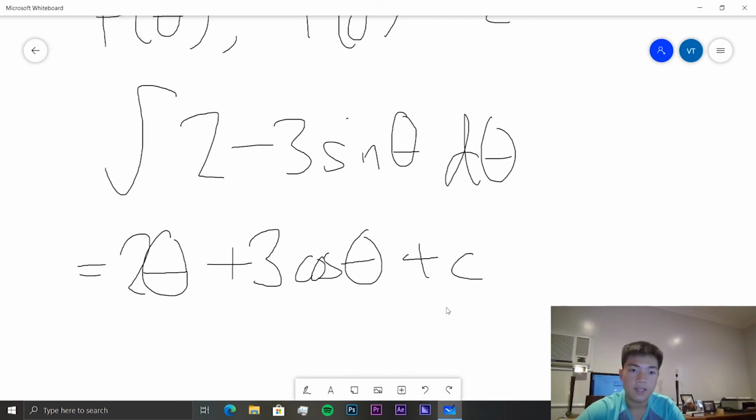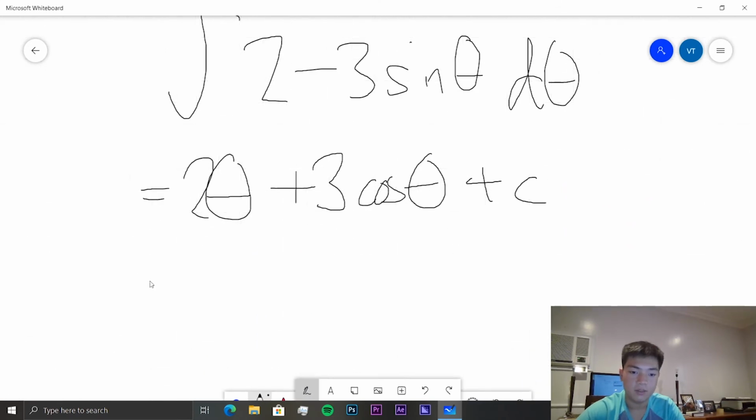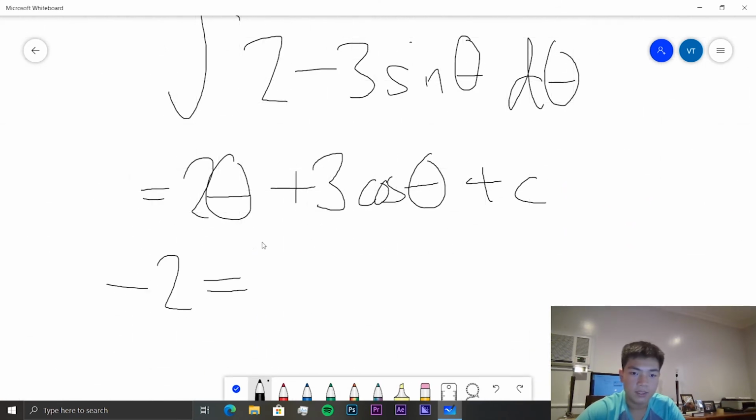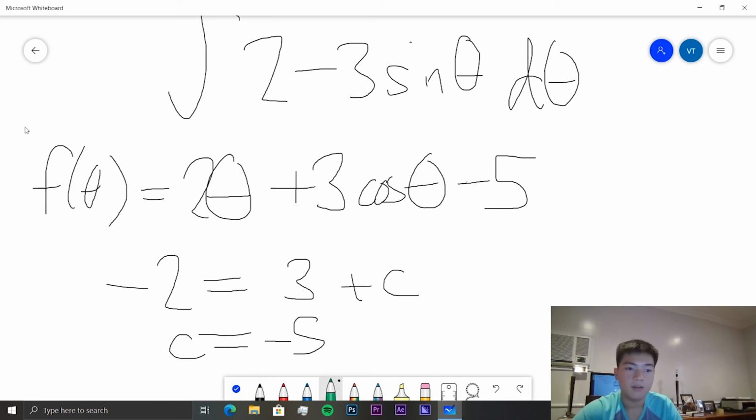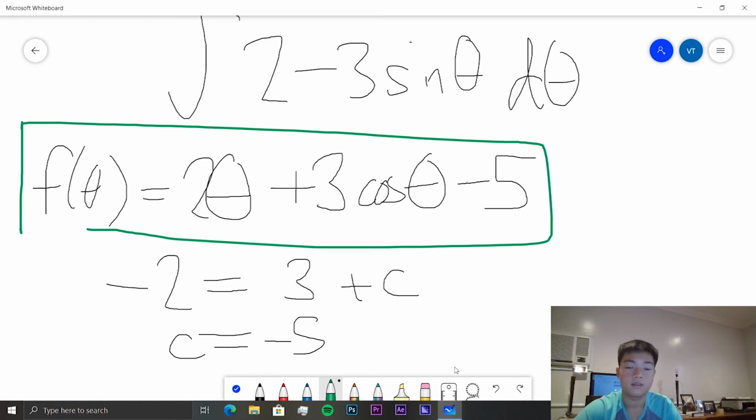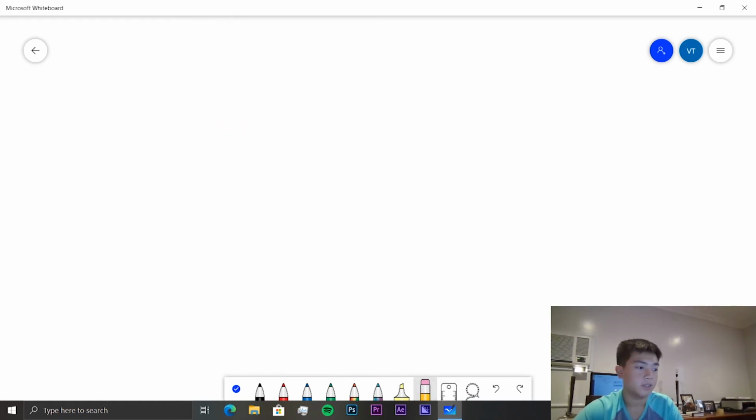And so we're given that f of 0 is equal to negative 2. So negative 2 is equal to 3 cosine 0, which is 1. So 3 plus c. So we know that c must be equal to negative 5. So the original function must be 2 theta plus 3 cosine theta minus 5. So that would be the answer here. Okay, on to the next one.